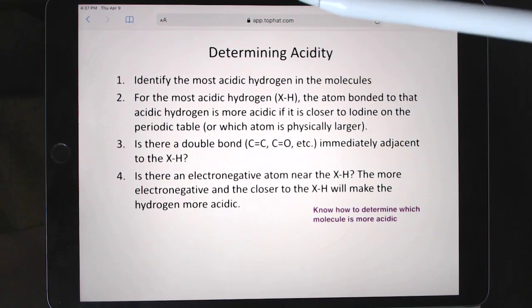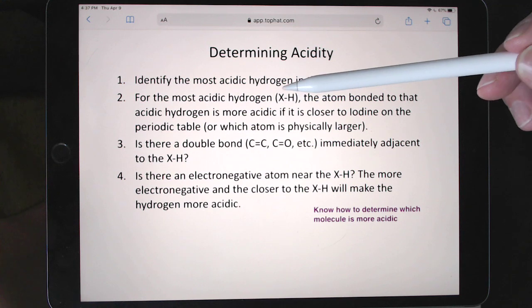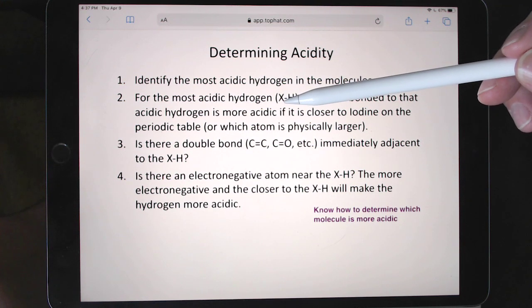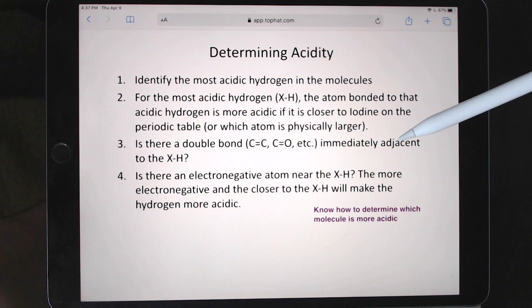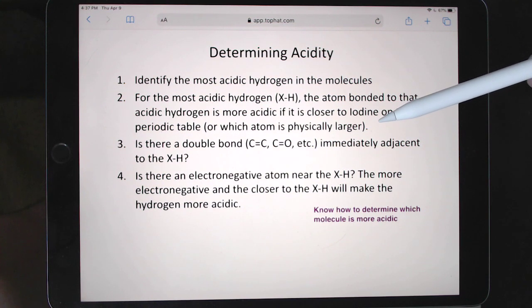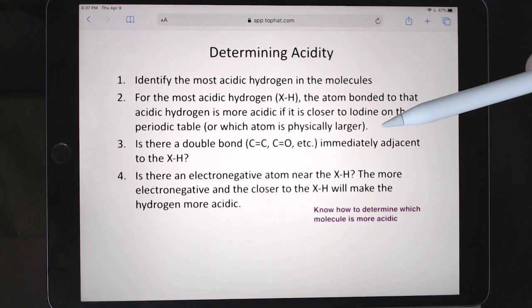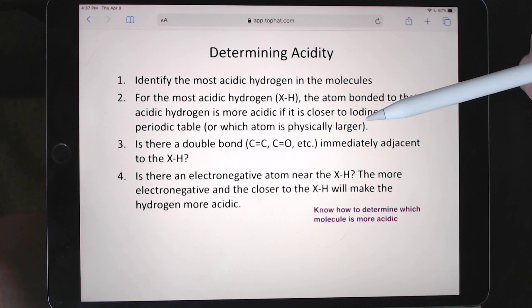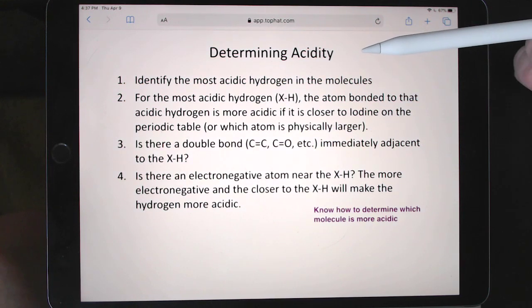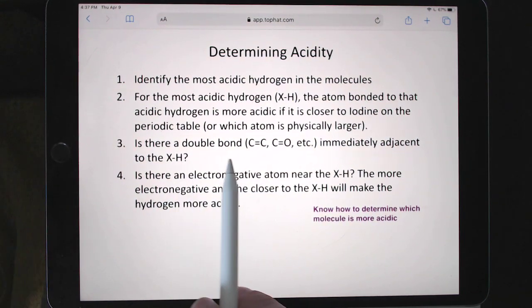After that, you have to look at what atom is actually holding onto that hydrogen. The closer that atom is to iodine, the weaker that bond is. So if you're comparing nitrogen to oxygen, oxygen is closer to iodine, so it is going to be more acidic. If you're doing oxygen versus sulfur, an SH bond is going to be more acidic than the OH bond.